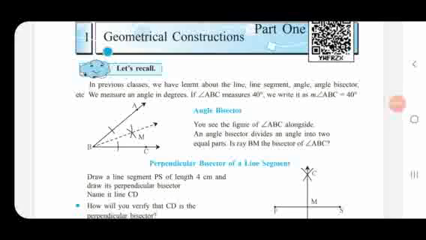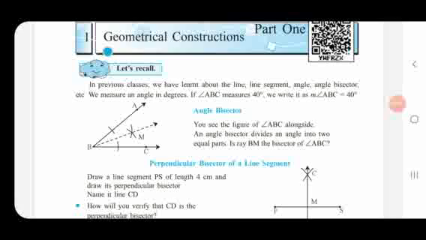As you know, in our previous sessions we have started the revision of chapters. Now today we are going to discuss or revise chapter number 1, geometrical construction. Before starting the chapter, just some points from previous standard we will revise. First is angle bisector and second is perpendicular bisector of line segment.